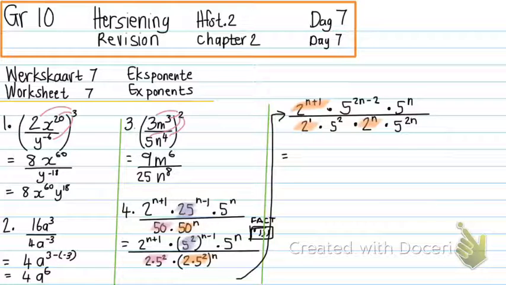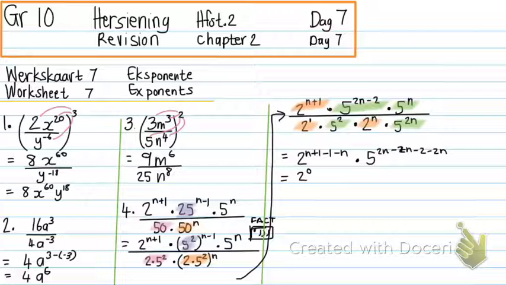Now I mark all the same bases. All the 2's I mark with one color and all the 5's with another color. All the exponents that are on top are multiplied, so I'm going to add them, and everything on the bottom will be subtracted because they are divided. So it's going to be n plus 1 minus 1 minus n, then 5 to the power of 2n minus 2 plus n, minus 2 minus 2n.